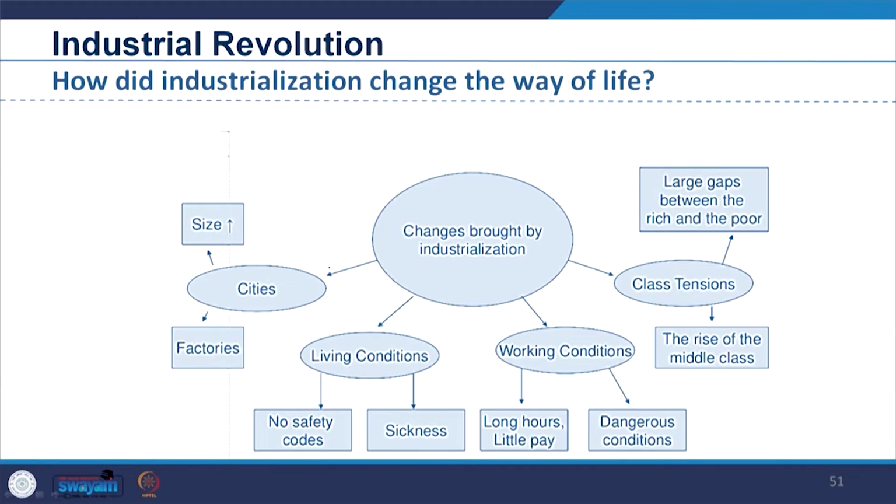You can see cities, how they are changing in size and how they are factory centric. You can see the living conditions, there was no safety and there was sickness, and then the people were getting poor. Then the working conditions, you can see there were long hours and little pay, and then the dangerous conditions. And you also see there were class tensions with an increasing difference between the rich and the poor, and then there was also the rise of the middle class.